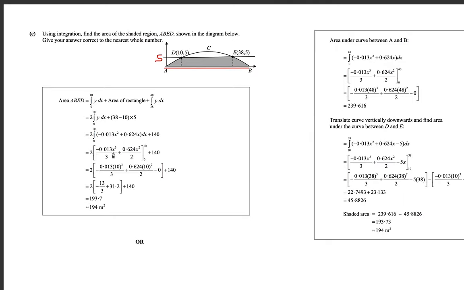Then you plug in the value of 10, and you minus it with the function with 0 plugged in. Turns out in this case, 0 will zero everything out, so it's minus 0. Add it all up, you get this. And don't forget your meter squared unit.